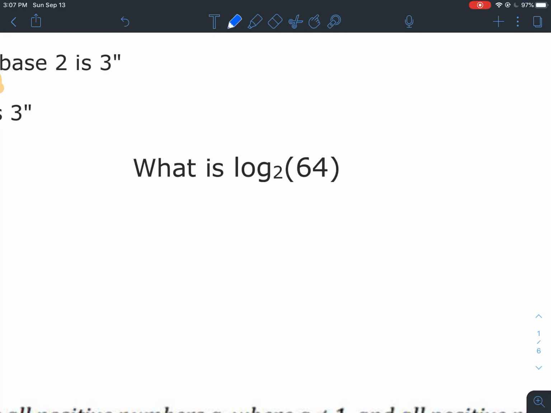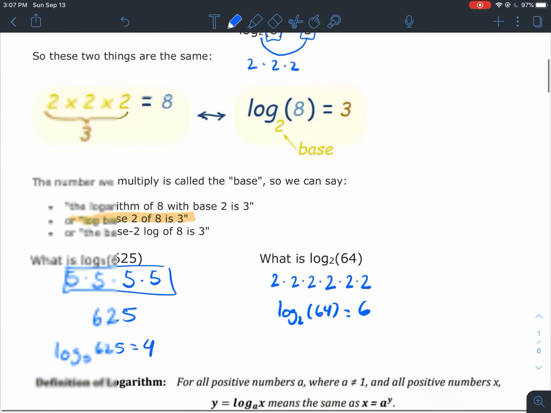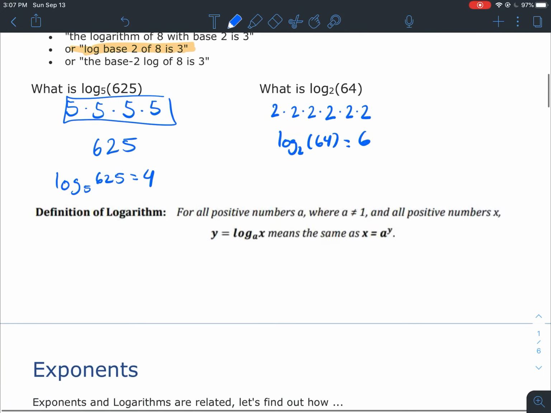Next it says, what is log base 2 of 64? So we need to know how many 2's is it going to take to get to 64. 2 times 2 times 2, we know we're at 8. 16, 32, 64. So it's going to take 6 2's to get to 64. So log base 2 of 64 is going to be equal to 6.